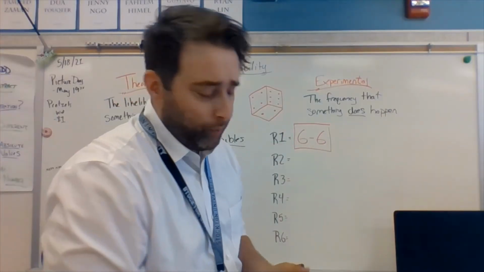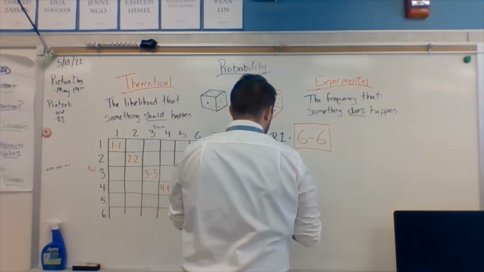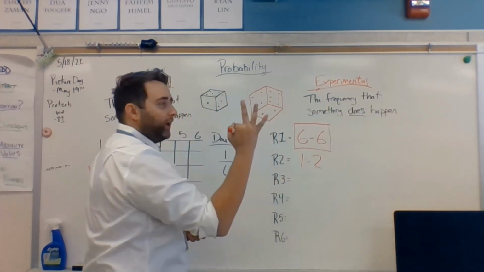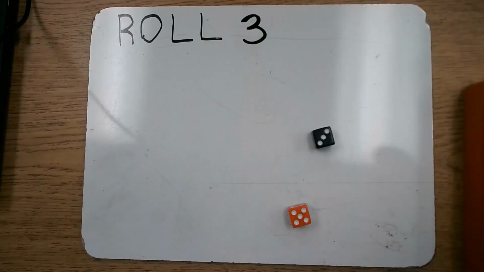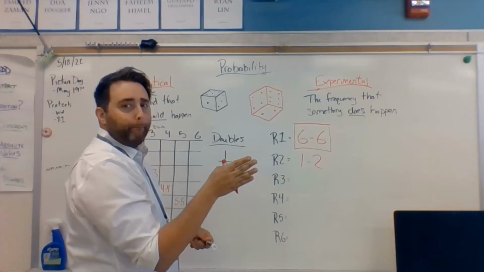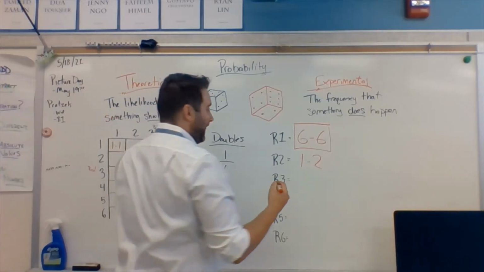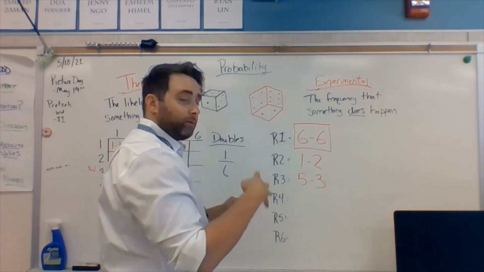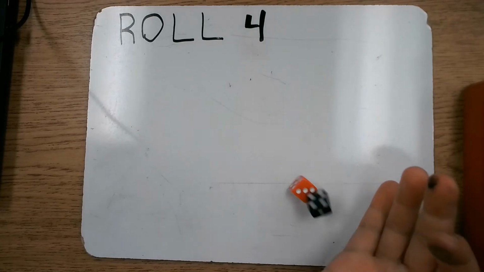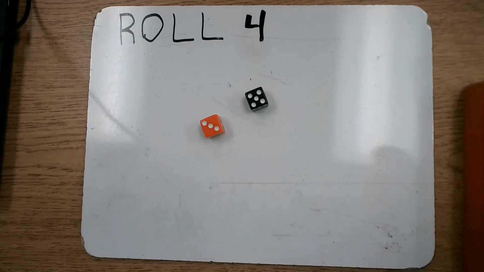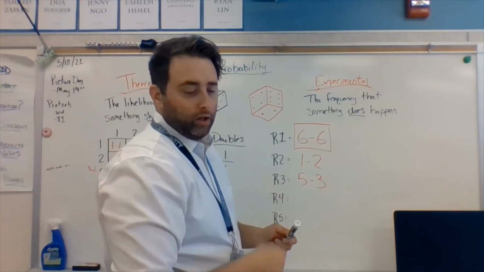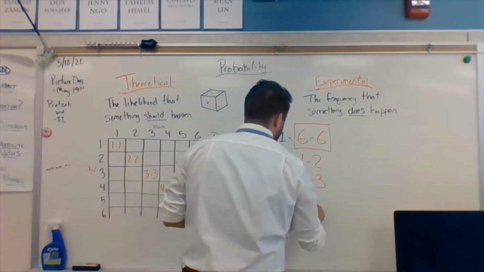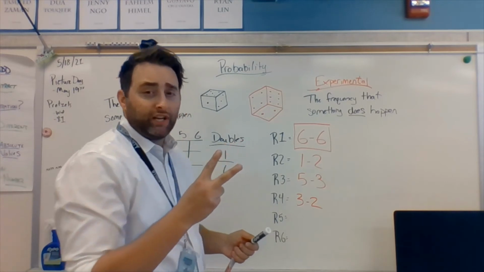And it does not. We get a 1 and a 2. All right, on to roll number 3. Coming up short again. 5 and 3. Okay. Roll number 4. 3 and 2. Not very good. And we have 2 more chances left.